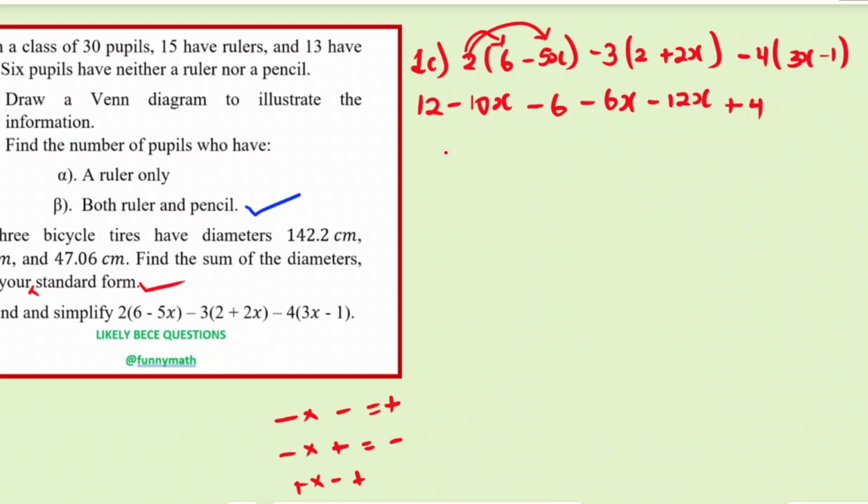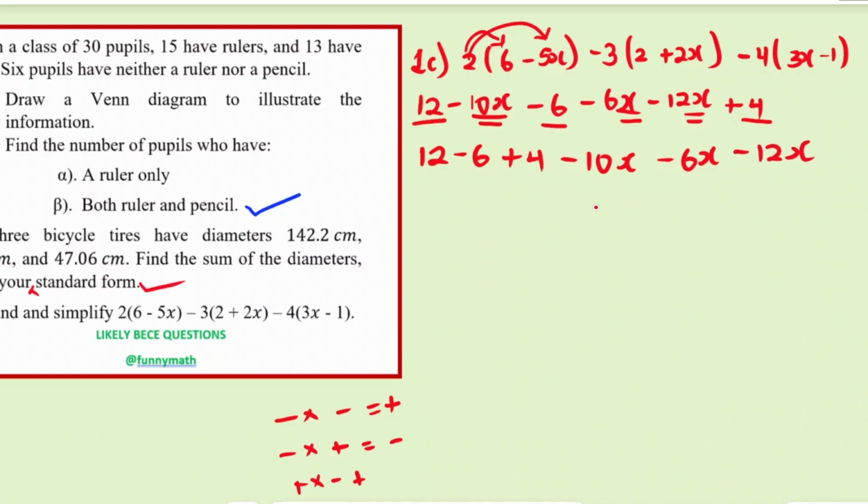So let's continue. We have to collect like terms. So 12, -6, and that of 4. They are like terms. So we can collect them here. We have 12 minus 6 plus 4. That's for the numbers. And let's take the terms with the variable. This, and that. So that's going to be -10x minus 6x minus 12x. So we have been able to collect the terms.